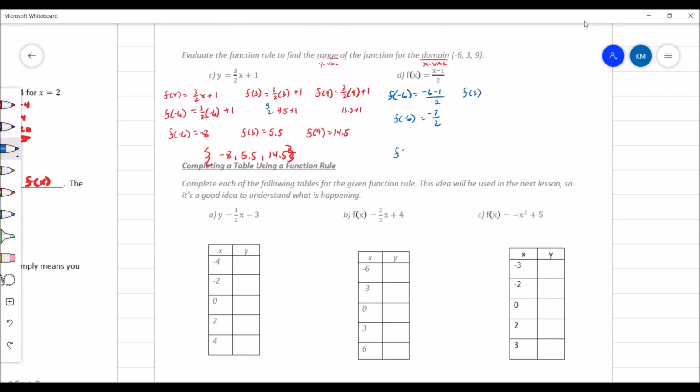F of 3 equals 3 minus 1/2. So 3 minus 1 is 2, 2/2 is 1. F of 3 is just 1. And then here, f of 9 equals 9 minus 1 over 2. 9 minus 1 is 8, 8 divided by 2 is 4. Okay, and so I'm listing my values. I'll have -7/2, 1, 4.